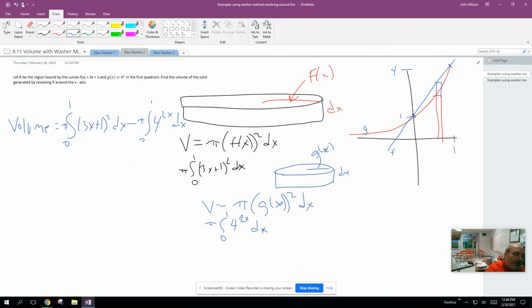Or if you like doing the integral formula, you can just say that's equal to pi times the integral from 0 to 1 of the top function, 3x plus 1 squared, minus the bottom function, 4 to the 2x. We already squared it, sorry. 4 to the x squared is 4 to the 2x. All times dx. Personally, I prefer to think through the geometry like we did up here.